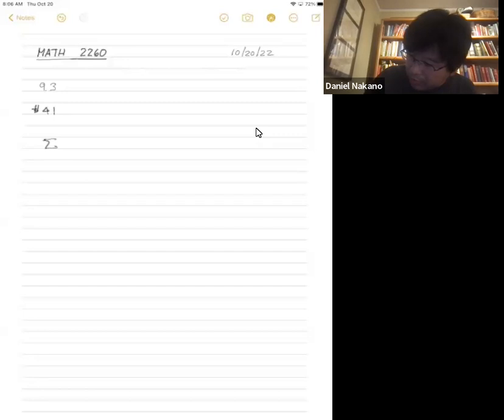So it's a summation n equals 1 to infinity, square root of n plus 2 minus square root of n plus 1, and then you factor this over square root of n plus 1 times the square root of n plus 2.